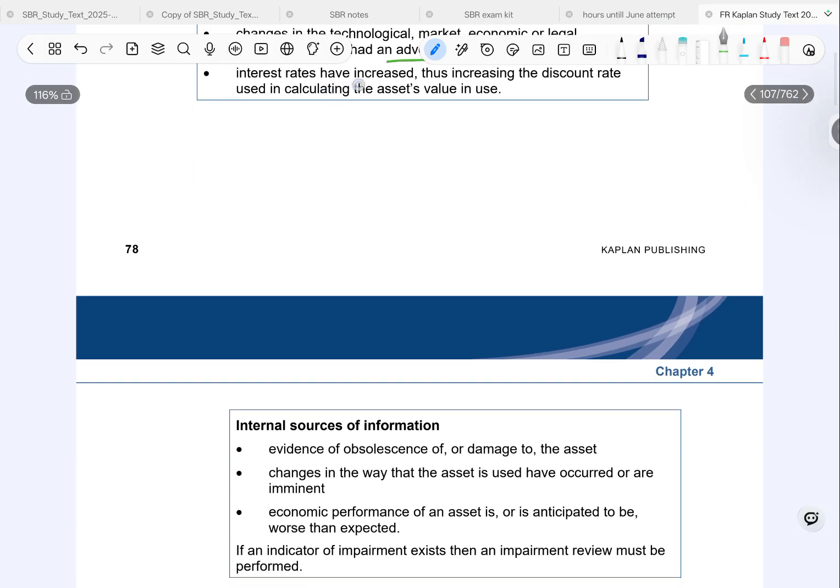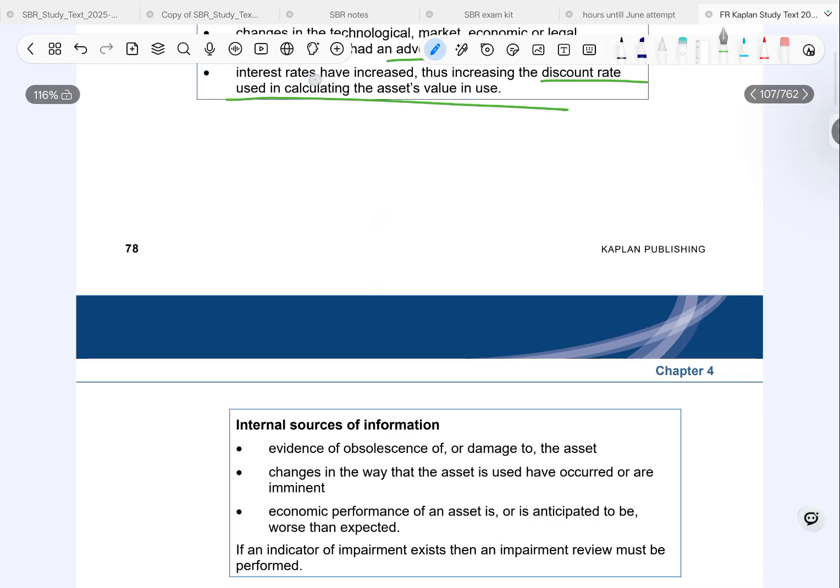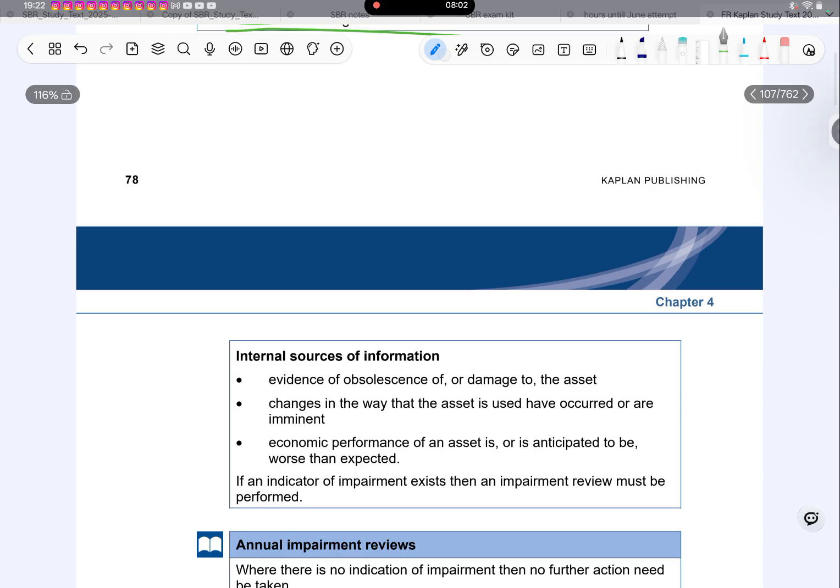Interest rates have increased, thus increasing the discount rate used in calculating the asset's value in use. When we calculate the present value of the future cash flows, the discount factor we use is influenced by the interest rate. So if the interest rate increases, the discount rate which we use also increases, thus impairing our asset.